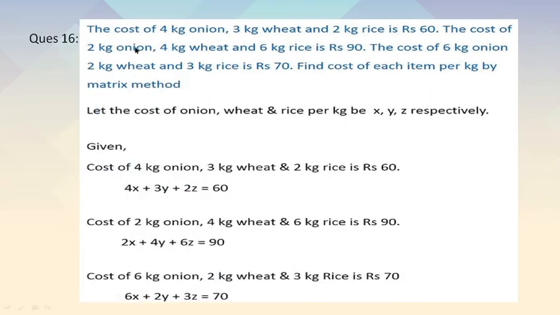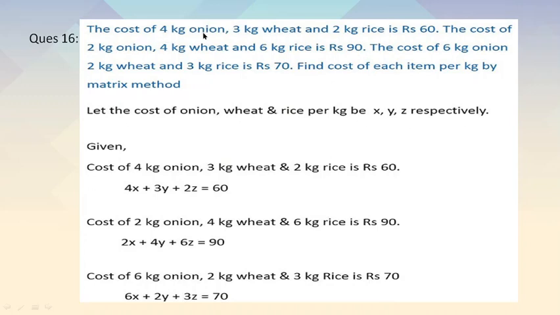Question number 16. Good question and the real life application of this concept. The cost of 4 kg onion, 3 kg wheat and 2 kg rice is 60. We learned in our junior classes how to form linear equations with these type of informations. And the cost of 2 kg onion, 4 kg wheat and 6 kg rice is 90. Let's make the linear equation side by side. First of all, there are 3 components involved: onion, wheat and rice. So let's take the cost of onion, wheat and rice per kg be x, y and z respectively.